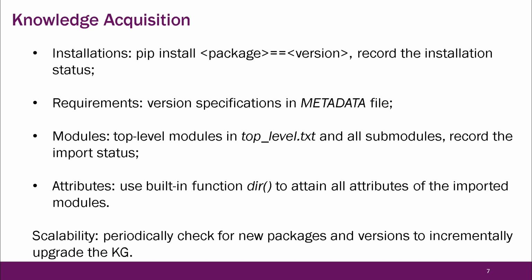To extract domain knowledge, we first record the installation status by installing each version of packages. Then we get the dependency requirements of each successfully installed version from its metadata field. At last, we acquire the knowledge of modules and their attributes. The whole process is automated, and we can check for new packages and versions to incrementally upgrade the KG, which is also automated.